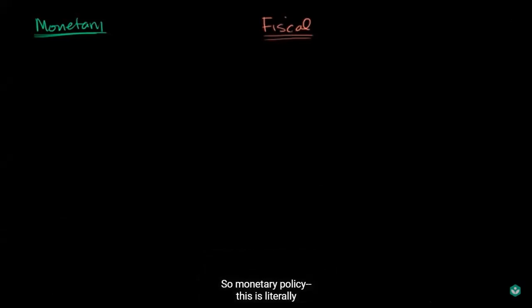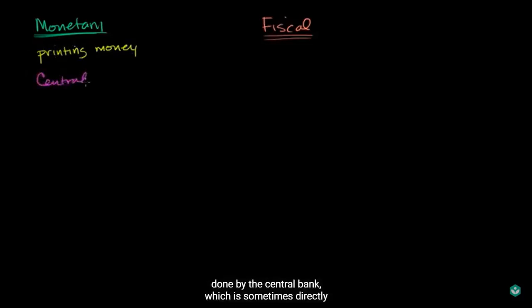So monetary policy, this is literally deciding how much money to print. So it's literally printing money, either deciding to print more of it or deciding to print less. It tends to be done in the United States, especially in most large countries, by the central bank, which is sometimes directly part of the government. Sometimes it's quasi-independent. In the US, the central bank, which is the Federal Reserve, is quasi-independent.